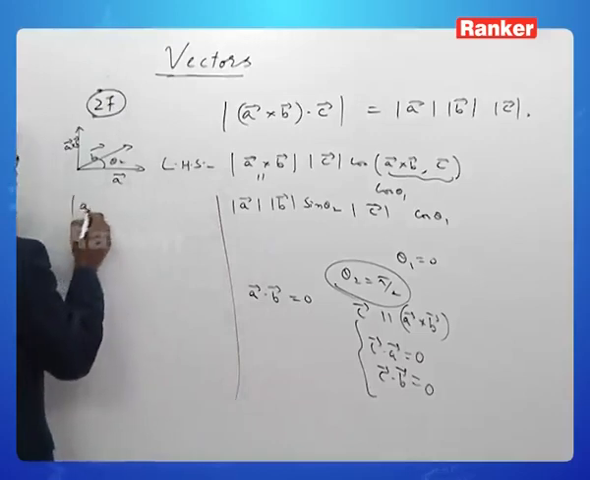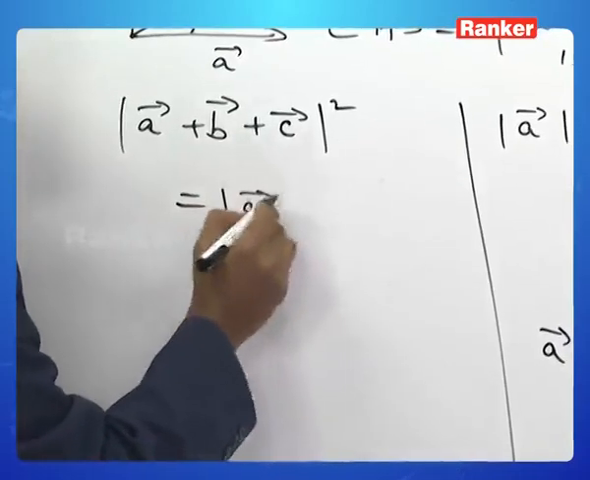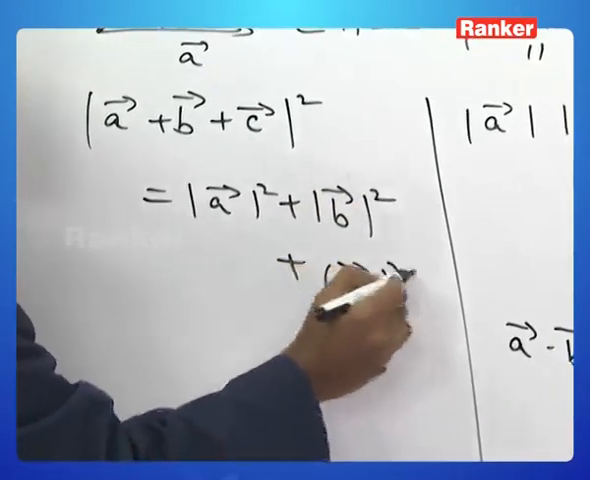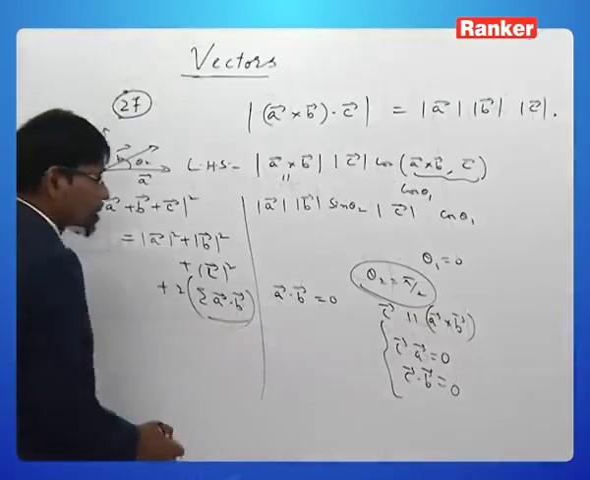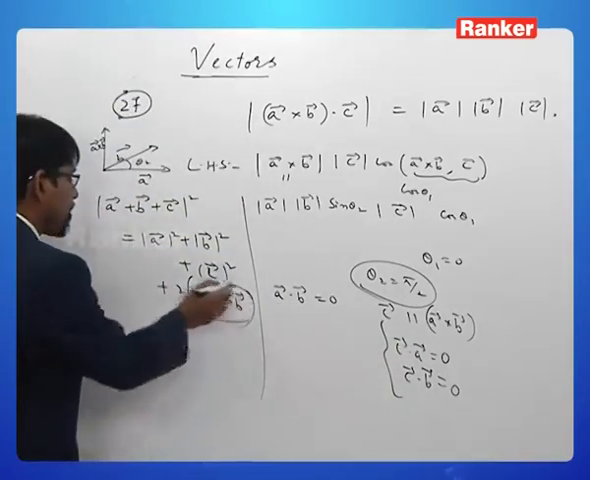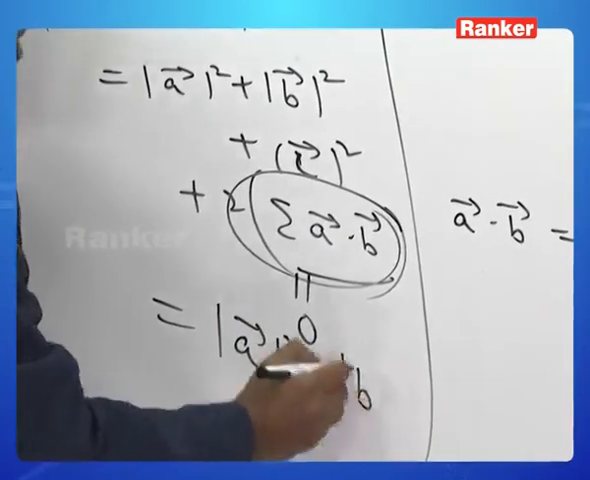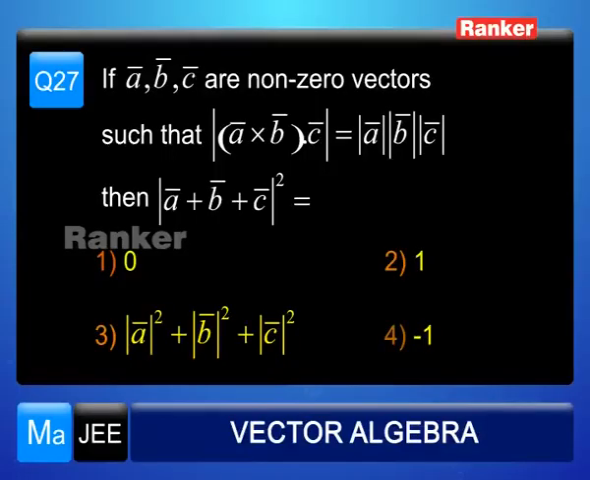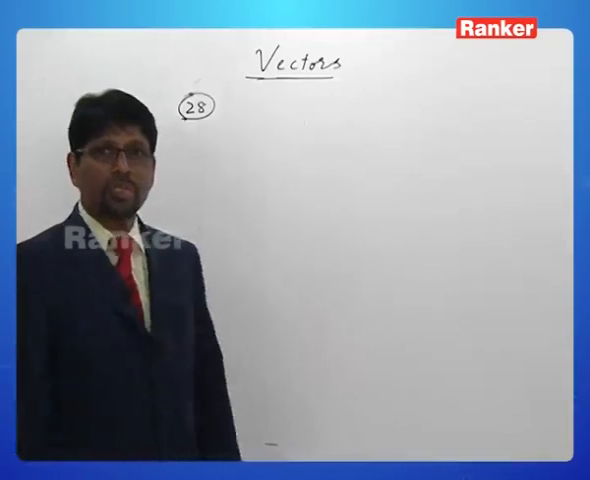Very clearly now, magnitude of a plus b plus c the whole square will be magnitude of a square plus magnitude of b square plus magnitude of c square plus 2 into sigma of a dot b and so on. All that are zeros because a dot b is 0, b dot c is 0 and a dot c is also 0. So each of these terms is 0. So we're just getting magnitude of a square plus magnitude of b square plus magnitude of c square. That's what it's turning out to be. So option 3 is the right answer. Okay, let's move to the next question.